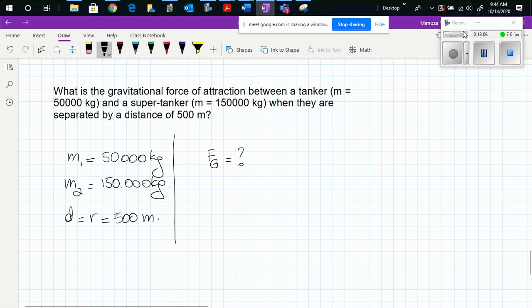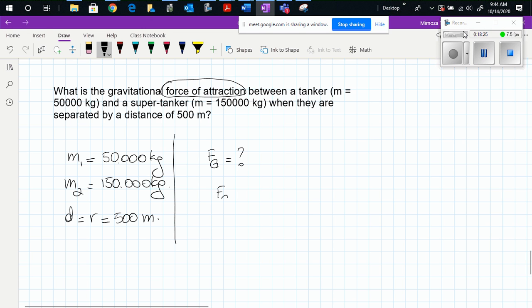Keep in mind, force of gravity is always an attraction force between the two objects. And the assumption that we are making here is that the distance, 500 meters, is from the center to the center of the tanker and the super tanker.